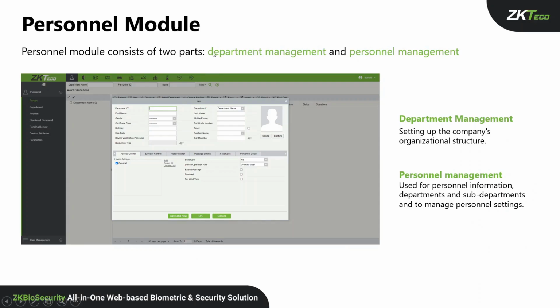About the personal module, here is the section to add and edit the users. We can add and edit users from here in this personal module. It consists of two parts, department management and personal management. In department management we set up the company organizational structure, and in personal management we set the department and sub-departments for the user to manage all personal settings.